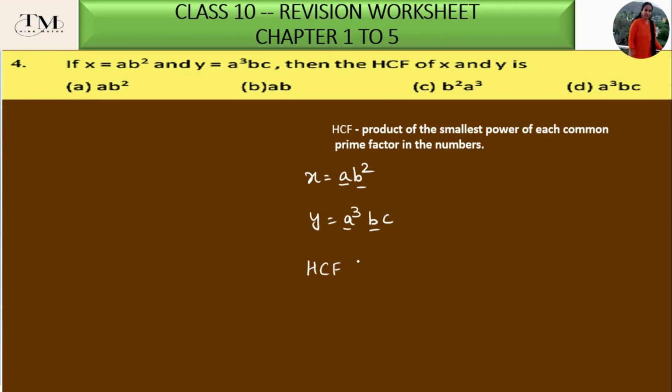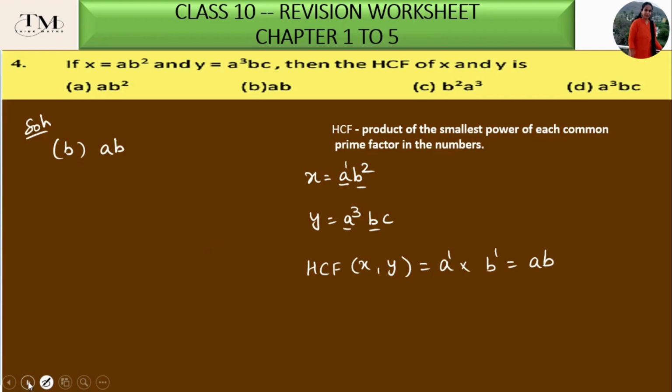So HCF of x comma y is nothing but product of the smallest power of each common prime factor. So what is the smallest power of A? Smallest power of A is 1. What is the smallest power of B? It is 1. So A power 1 into B power 1 is nothing but AB. So where is that option? Option B. Option B, AB is the right answer.